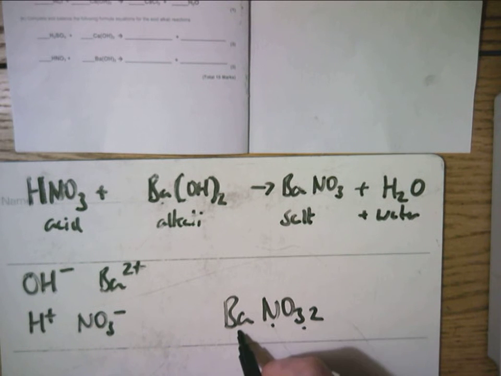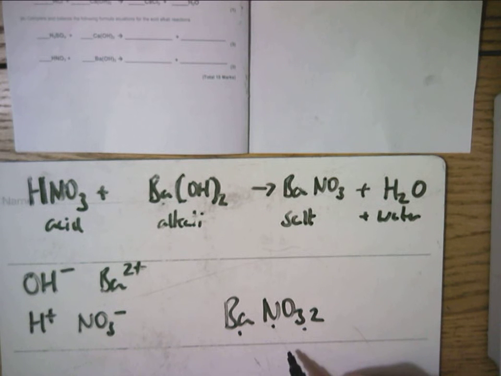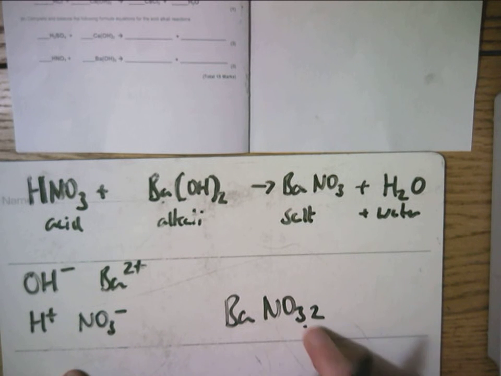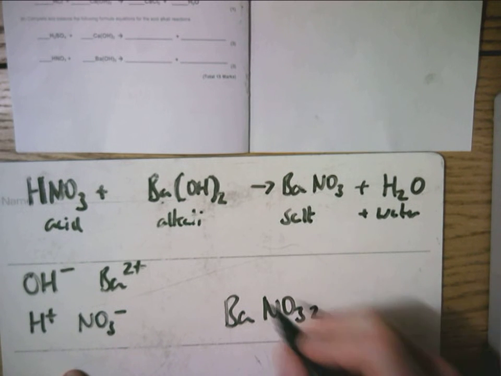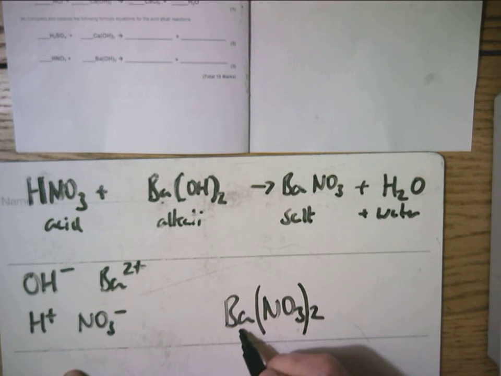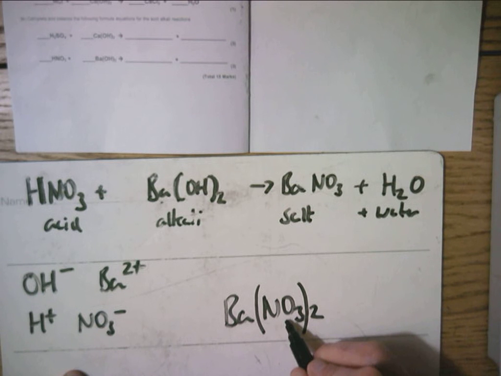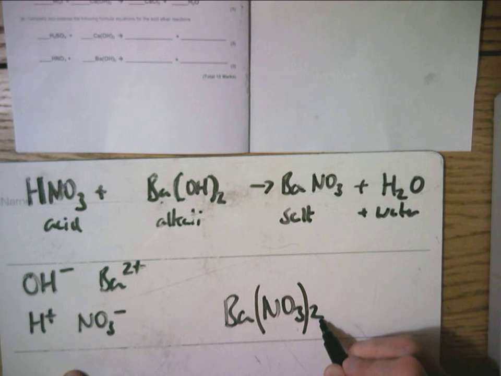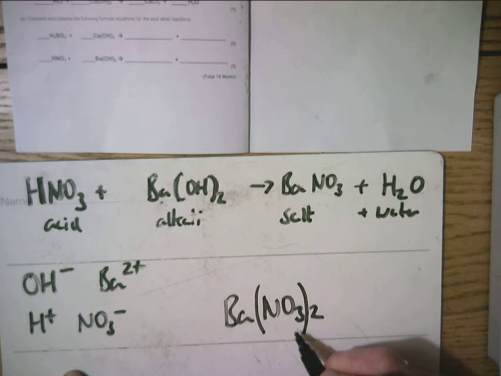I need 1 barium and 2 nitrates. So how do I write that? Well, I've got to whack in the brackets, haven't I? I've got to say 1 Ba, a nitrate 2 times. 2 lots of everything inside the bracket.